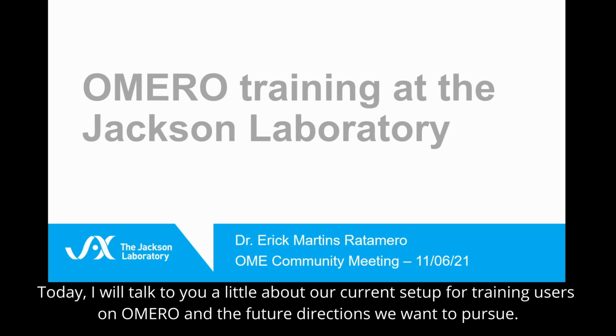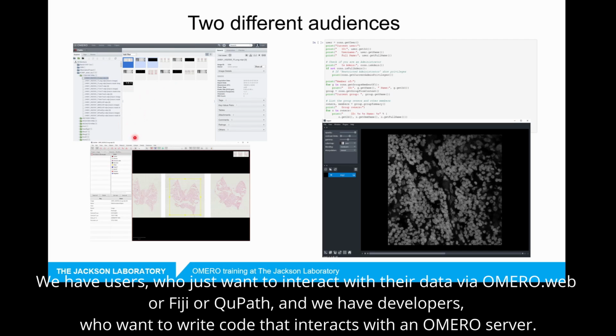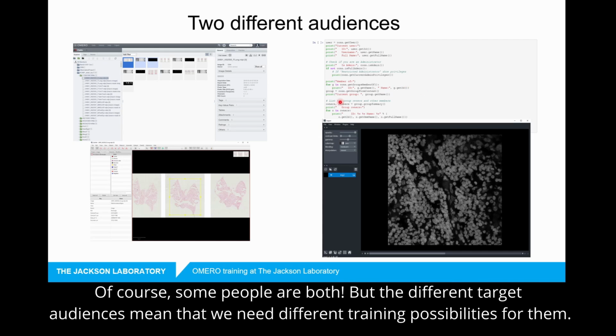Today I'll talk to you a little bit about our current setup for training users on OMERO and the future directions we want to pursue. So the first thing we need to note is that we normally have two different target audiences when it comes to OMERO training. We have users who just want to interact with their data via OMERO Web or Fiji or QuPath, and we have developers who want to write code that interacts with an OMERO server. Of course, some people are both, but the different target audiences mean that we need different training possibilities for them.